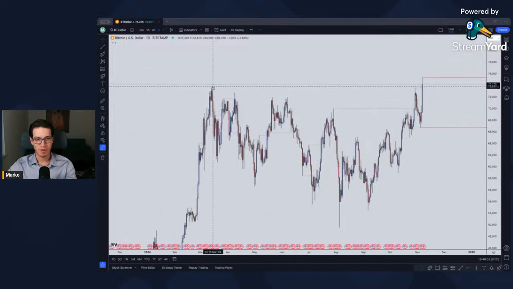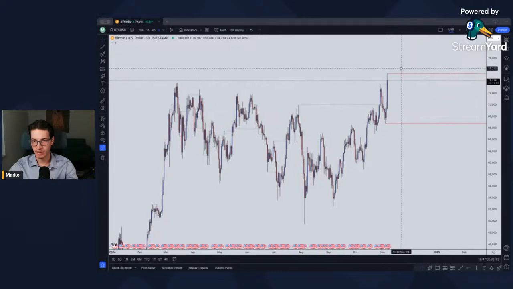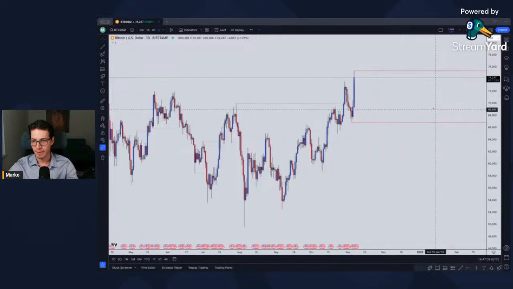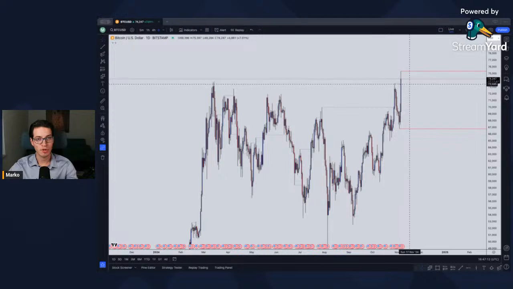Because we have broken out of the major high by 2.17%. The new all-time high is at 75,360. That is the all-time high. Okay. Pretty bullish case for crypto.